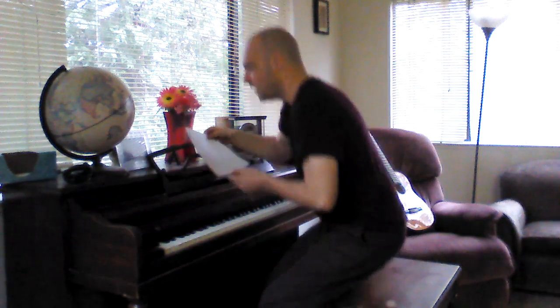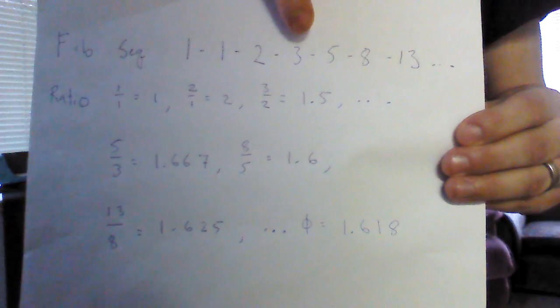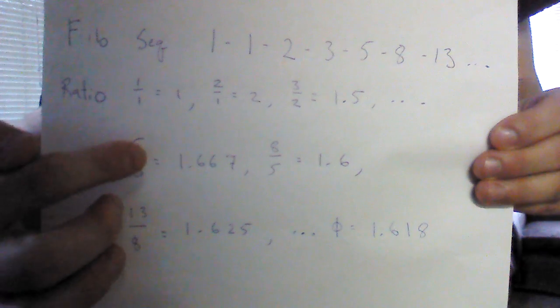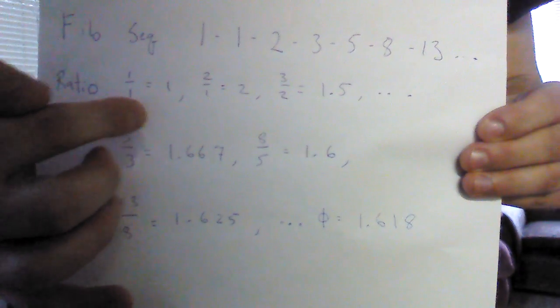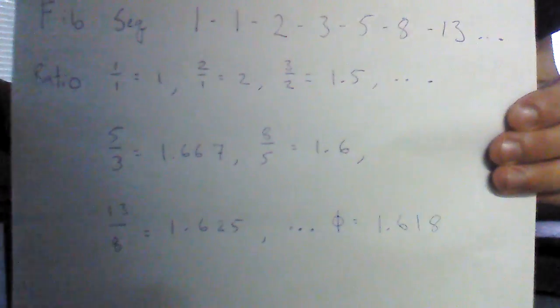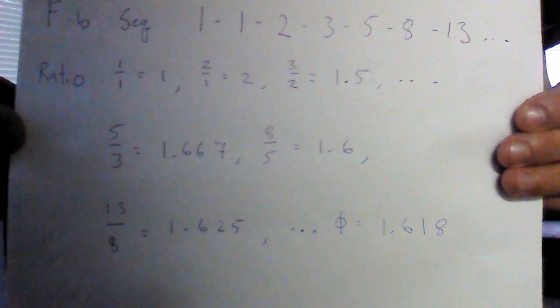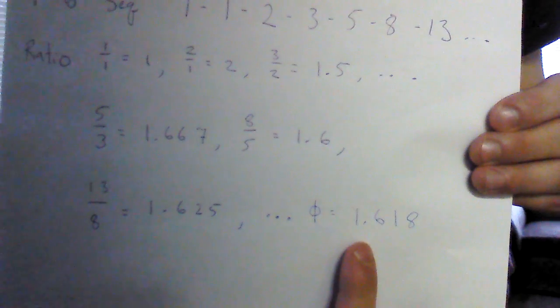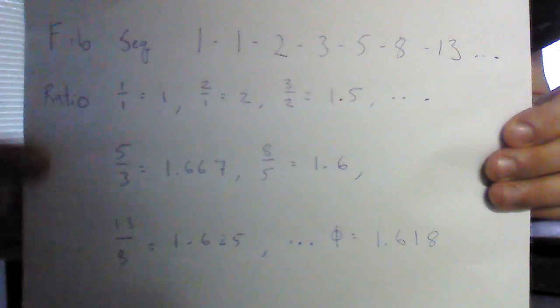Now, as you can see, the Fibonacci sequence is just a sequence of numbers 1, 1, 2, 3. I'm not going to go over that. I'm sure you know that. It converges to the golden ratio if you take each number and divide it by the previous. So 1 over 1 is 1, 2 over 1 is 2, 3 over 2 is 1.5, 5 over 3 is 1.667, and so on and so forth. They get closer and closer to phi, which is 1.618. It's an irrational number that continues on forever.